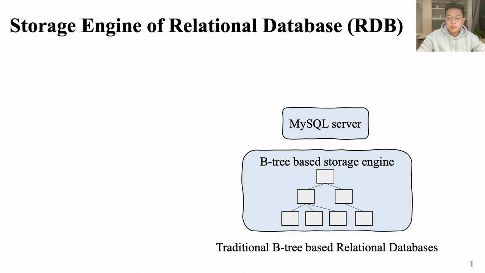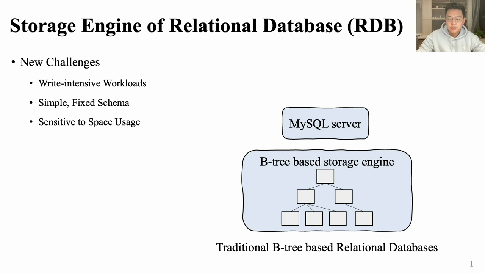With the emergence of internet services and applications, the classic B-tree-based storage engine, after dominating database systems for decades, is facing several challenges. Unlike conventional database workloads, these new applications and their supporting systems often generate very write-intensive workloads. Many of them use a relatively simple and fixed data schema. Some systems adopt expensive flash storage and thus are very sensitive to space usage and demand efficient data compression for cost saving.